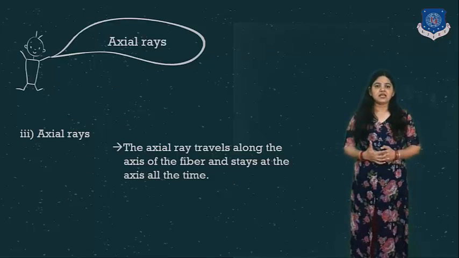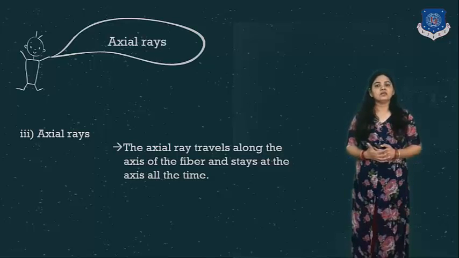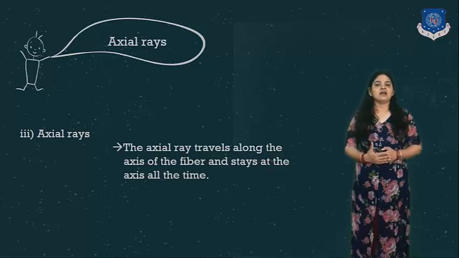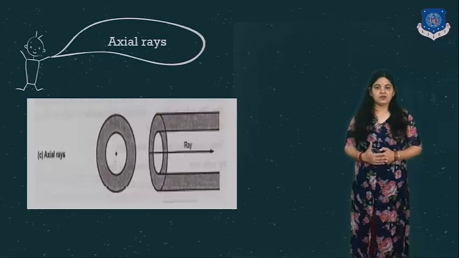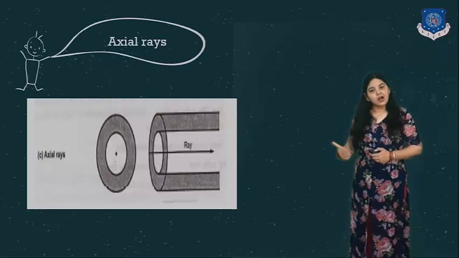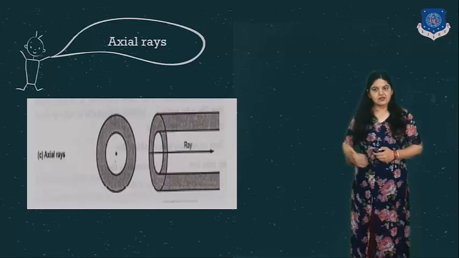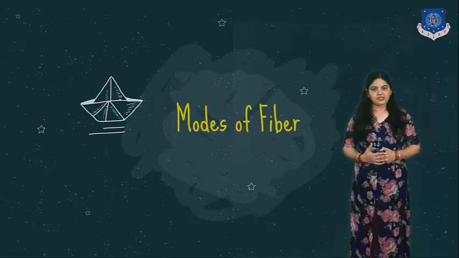The axial ray travels along the axis of the fiber and stays on the axis all the time. Here you can see how the ray is traveling along the fiber axis. Okay, so this way there are three types of rays in fiber optics.